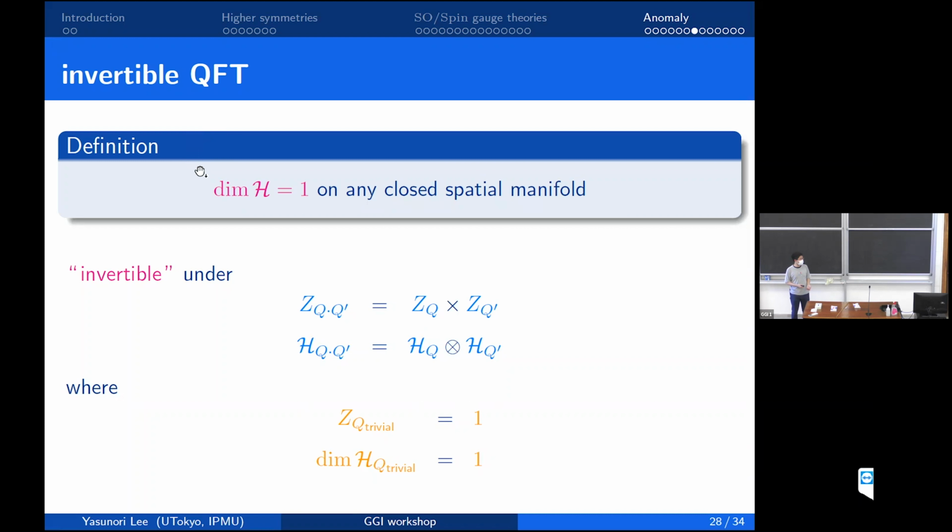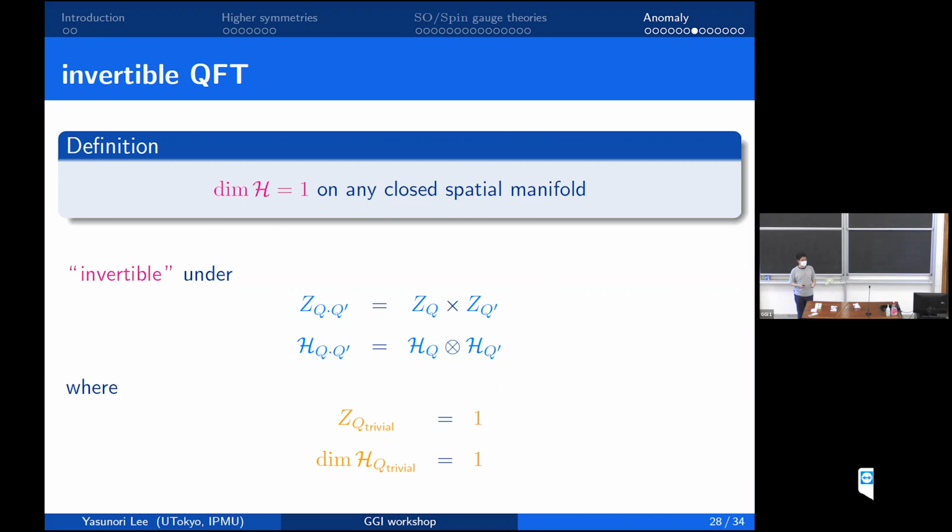So given two QFTs, Q and Q prime, one can produce a new QFT by stacking them, meaning taking the product of partition functions and taking the tensor product of Hilbert spaces. And generic QFTs form a monoid under this operation, where the identity element is a trivial QFT with trivial partition function and trivial Hilbert space. But for QFTs with one-dimensional Hilbert space, there always exists its inverse. So it is just a QFT with inverse partition function and a dual Hilbert space, which is also one-dimensional.